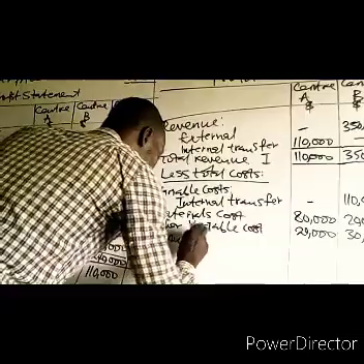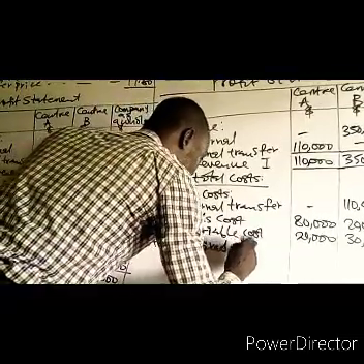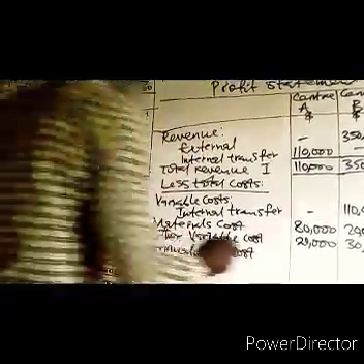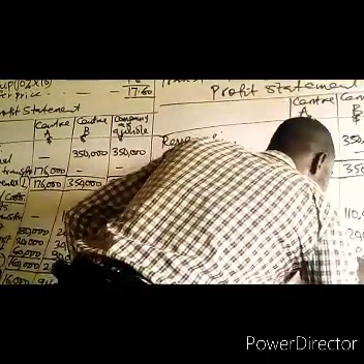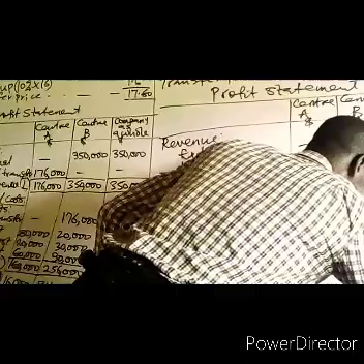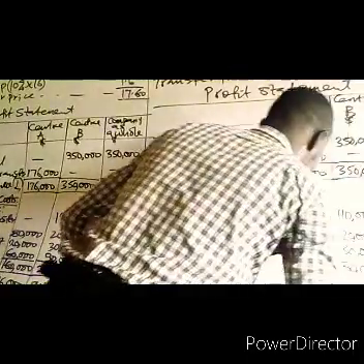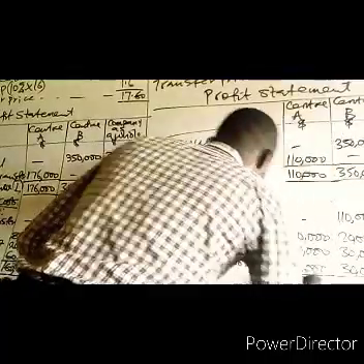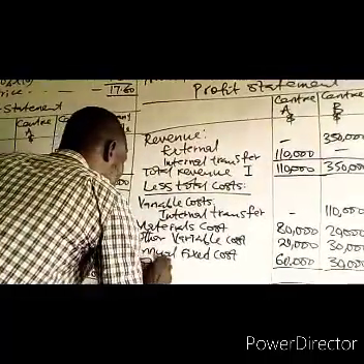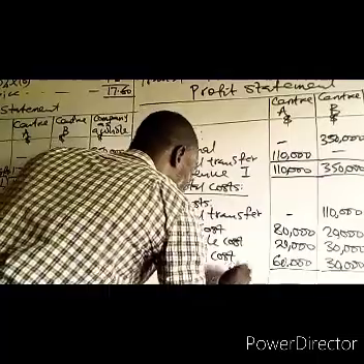Then we have annual fixed cost. For center A, it is $60,000. Center B is $30,000. Total $90,000. When you sum it up, you have the total cost. Let me have it as 2.